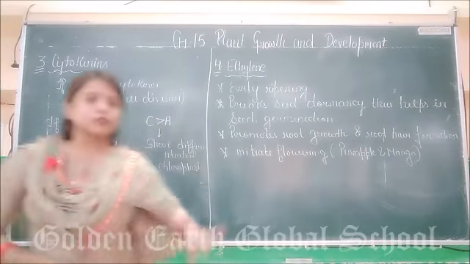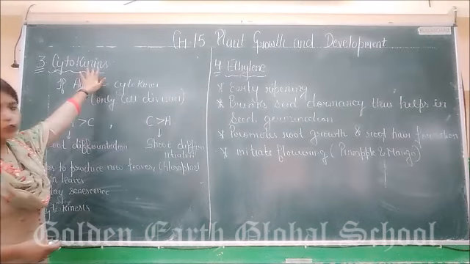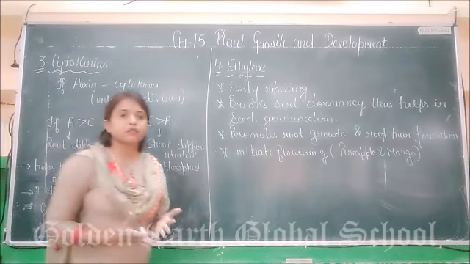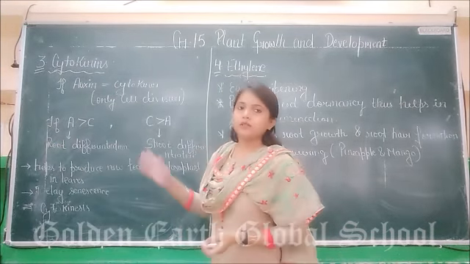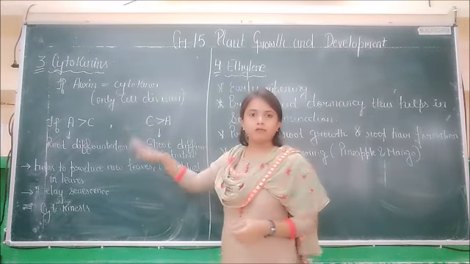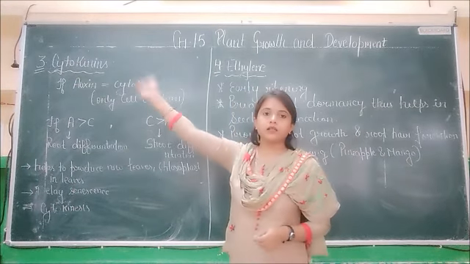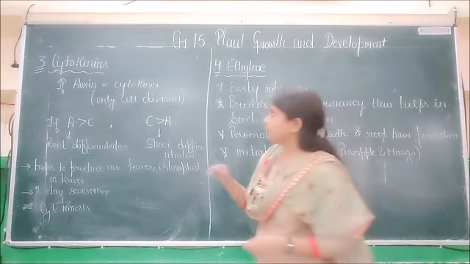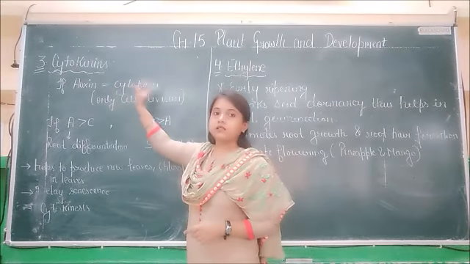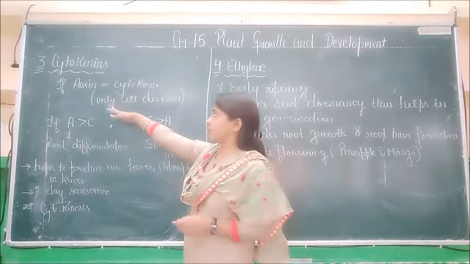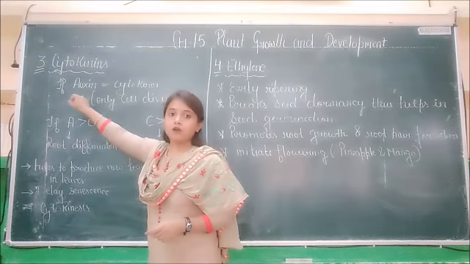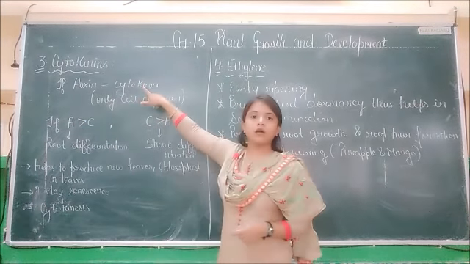Yes, beta. The next one is our cytokinins. Cytokinins are derived from kinetin, right? We have discussed earlier also in the form of a table that cytokinins were derived from the kinetin form, right? Now, if this is equal to the auxin, right? Here I have written: if the amount of auxin is equal to the amount of cytokinin.